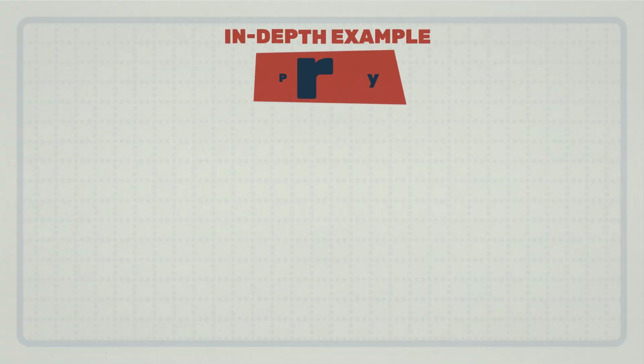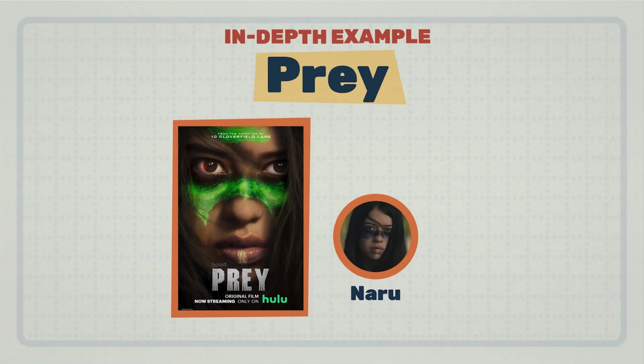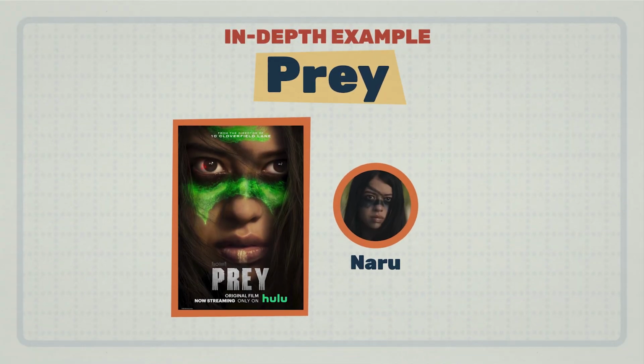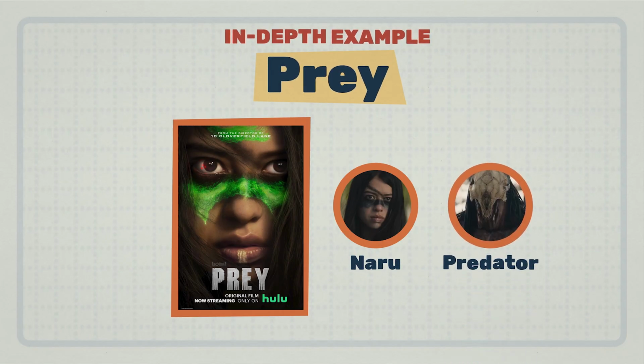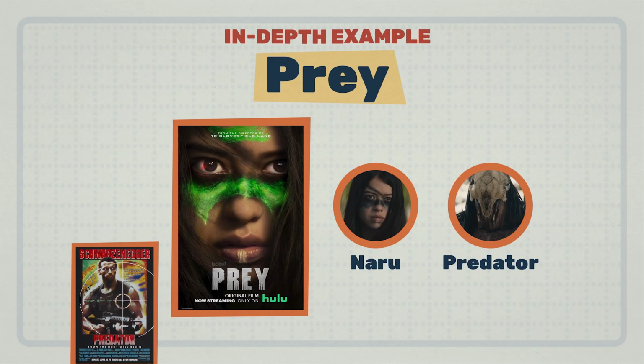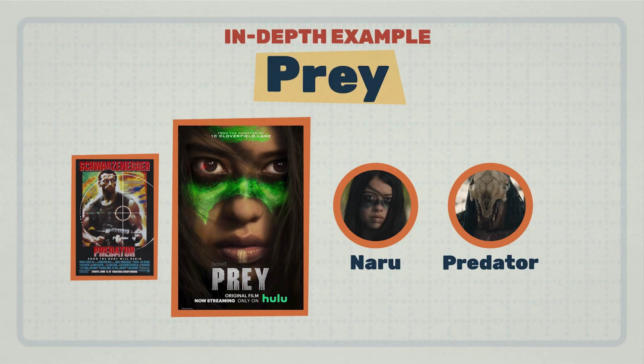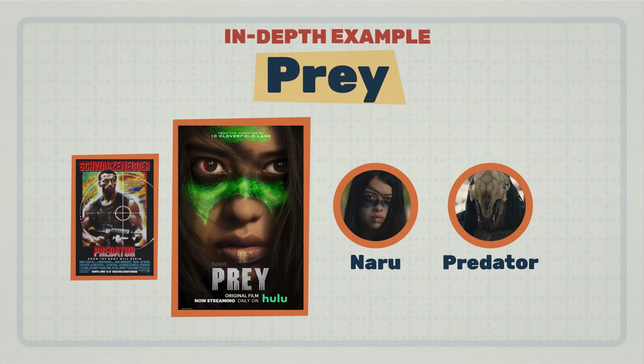Finally, let's see the plot in action with our in-depth example. Prey is a 2022 film that follows Naru, a Comanche warrior, as she protects her tribe from the futuristic Predator, a hunting alien looking for worthy foes. It's a successor to 1987's Predator, and this action-driven film focuses mainly on its A story. Let's cover what we talked about in this lesson and how it's shown in Prey.